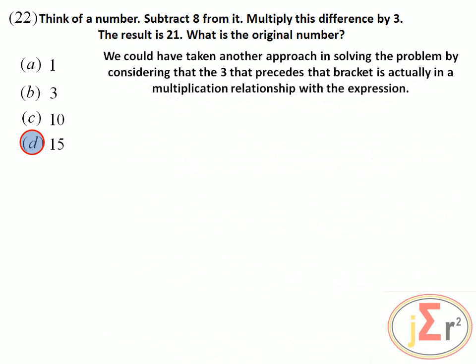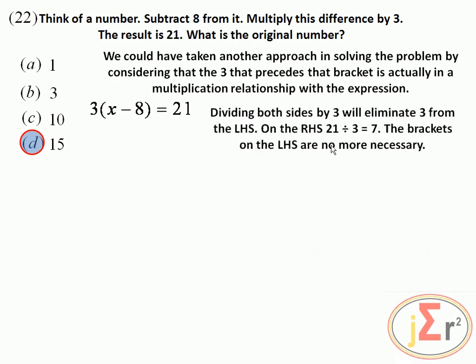We could have taken another approach in solving the problem by considering that the 3 that precedes the bracket is actually in a multiplication relationship with the expression. So there we have it, same equation. We could think that this 3 is in a multiplication relationship. Then we would need to eliminate it by dividing by 3. Divide both sides by 3 will eliminate 3 from the left hand side. On the right hand side, 21 divided by 3 is equal to 7.